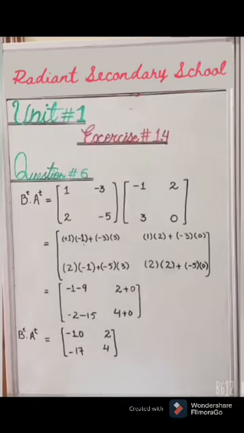If we analyze this matrix, we can see that we got the same matrix as we got in AB whole transpose, which means that our left hand side is equal to right hand side, or A into B whole transpose is equal to B transpose into A transpose.